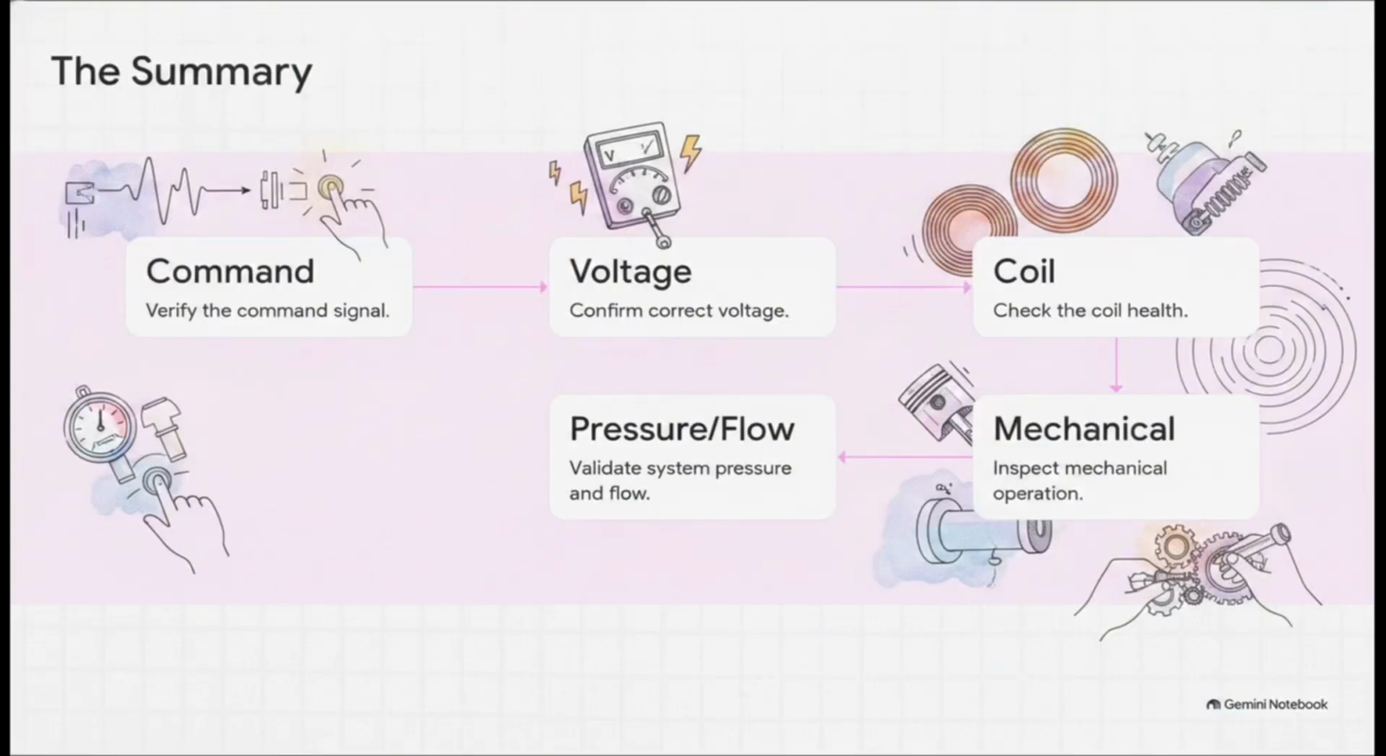Let's summarize and cement this definitive 5-part investigation sequence in your memory one last time. Step 1, verify the command. Step 2, confirm the voltage. Step 3, check the coil health. Step 4, inspect mechanical operation. And Step 5, validate system pressure and flow. If you follow this path, you are going to isolate the real culprit efficiently, safely, and accurately every single time.